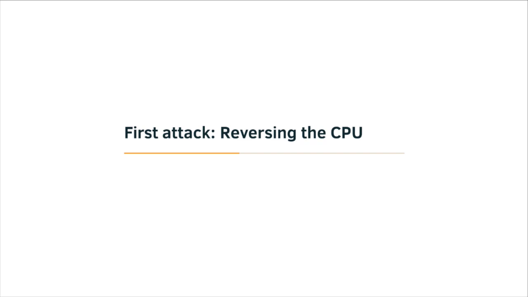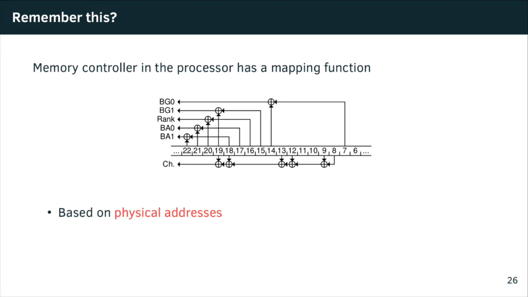So now that we have a background on the DRAM and we know how the DRAM is organized, we can do our first attack and do a reverse engineering of the CPU. You remember this slide, we had that a few minutes ago in the background. That's the mapping function of the memory controller.